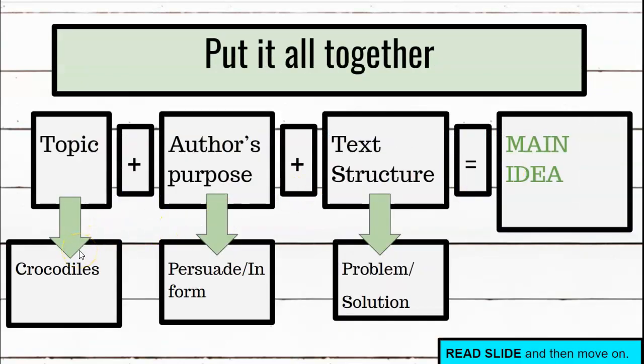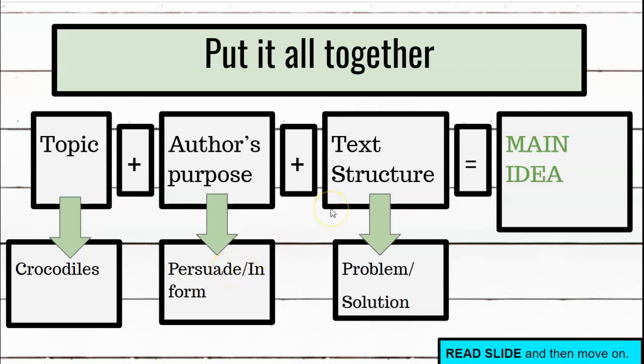If you said the topic of the paragraph was crocodiles, you're correct. The author's purpose, you could say they are both persuading us and informing us, because they're trying to tell us about what's going on with the crocodiles while persuading us to do something about it.